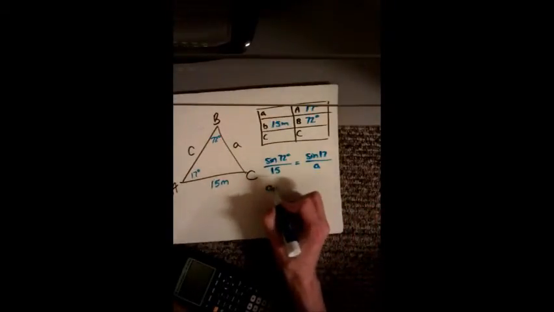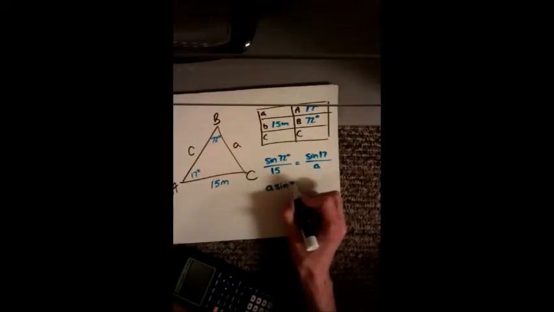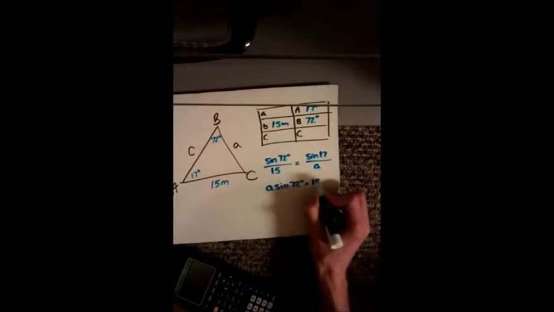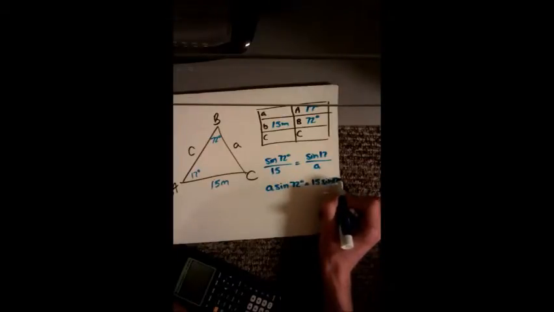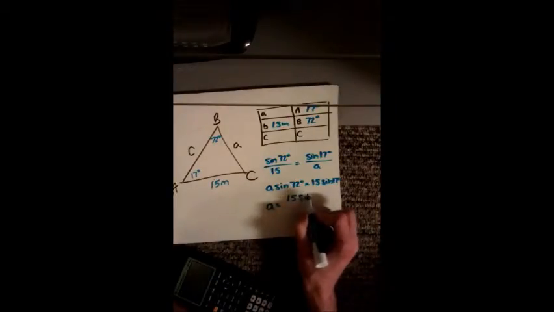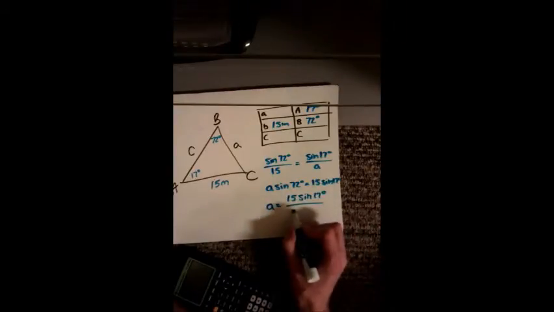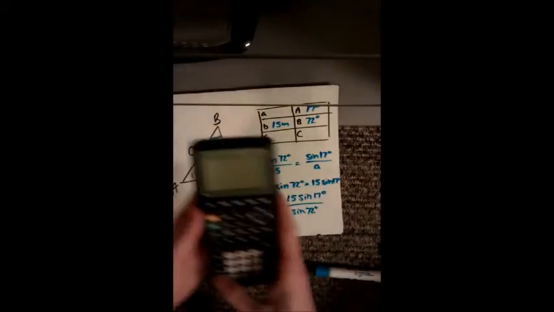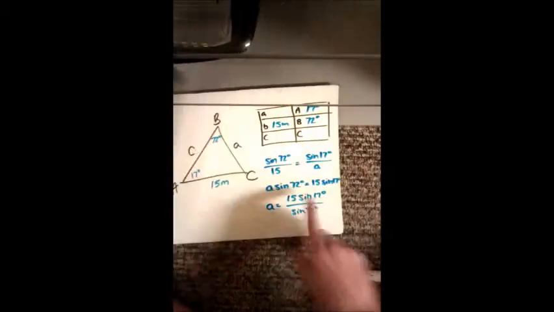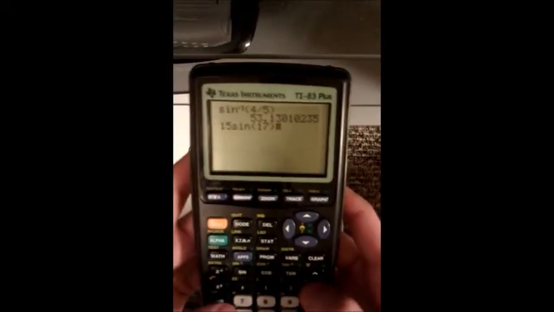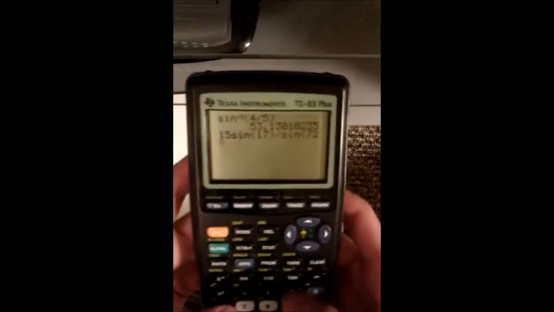So now I have a proportion here I've set up, and I can solve it for little a. I'm going to cross multiply to do that. So a times the sine of 72 degrees will equal 15 times the sine of 17 degrees. And then divide both sides by the sine of 72. So a will be 15 sine of 17 degrees over the sine of 72 degrees. I'm going to type that into my calculator and see what it equals. Again, be sure you're in degree mode anytime you have trig functions using degrees. So 15 sine of 17 divided by sine of 72.